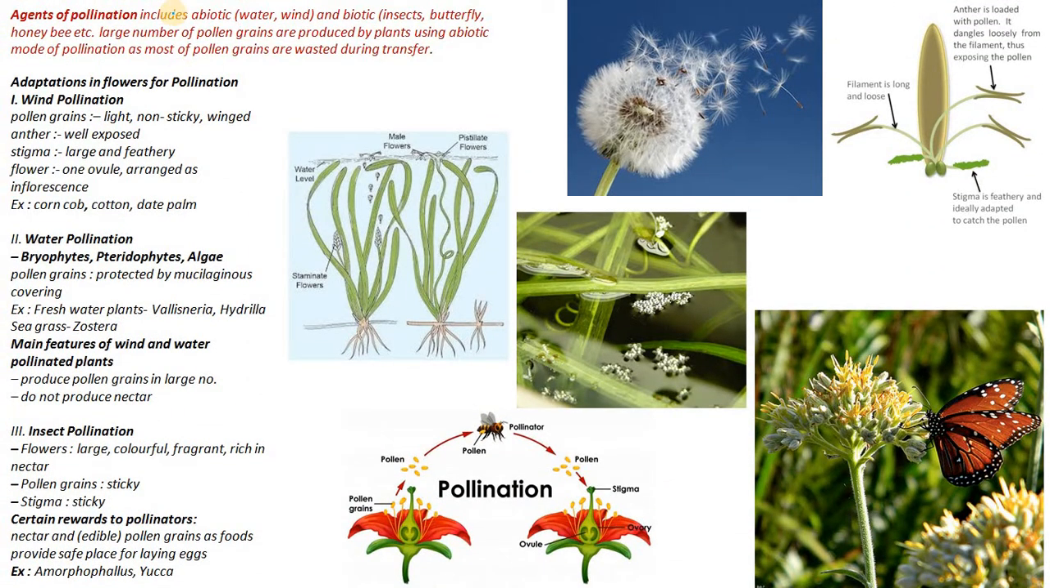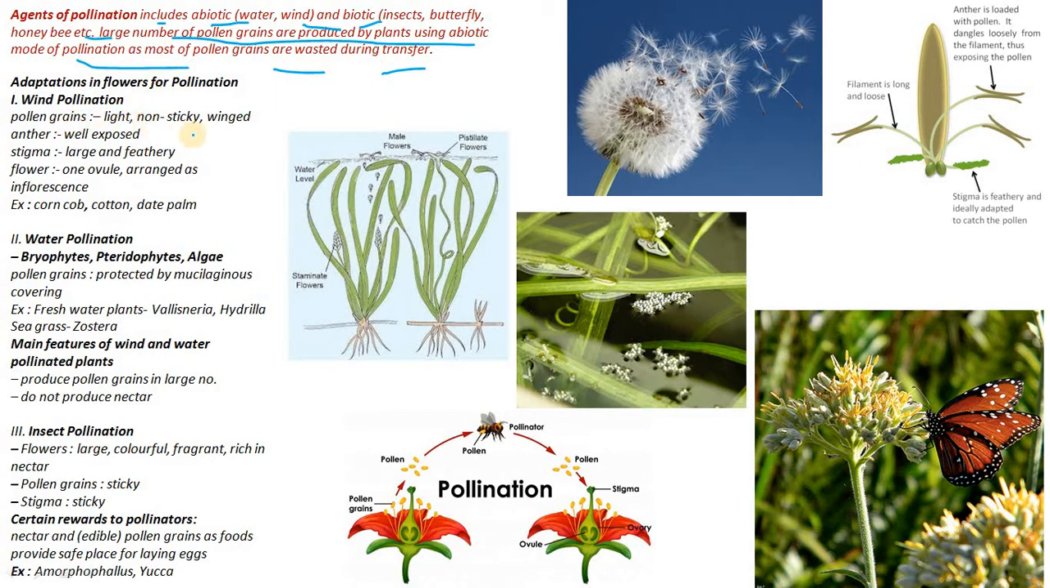Now, the agents of pollination. There are various agents: abiotic, such as water and wind, and biotic, such as insects like butterfly, honeybee, etc. Large numbers of pollen grains are produced by plants using an abiotic mode of pollination, as most of the pollen grains are wasted during the transfer. This is wind pollination, this is water pollination. Let's come to the text.